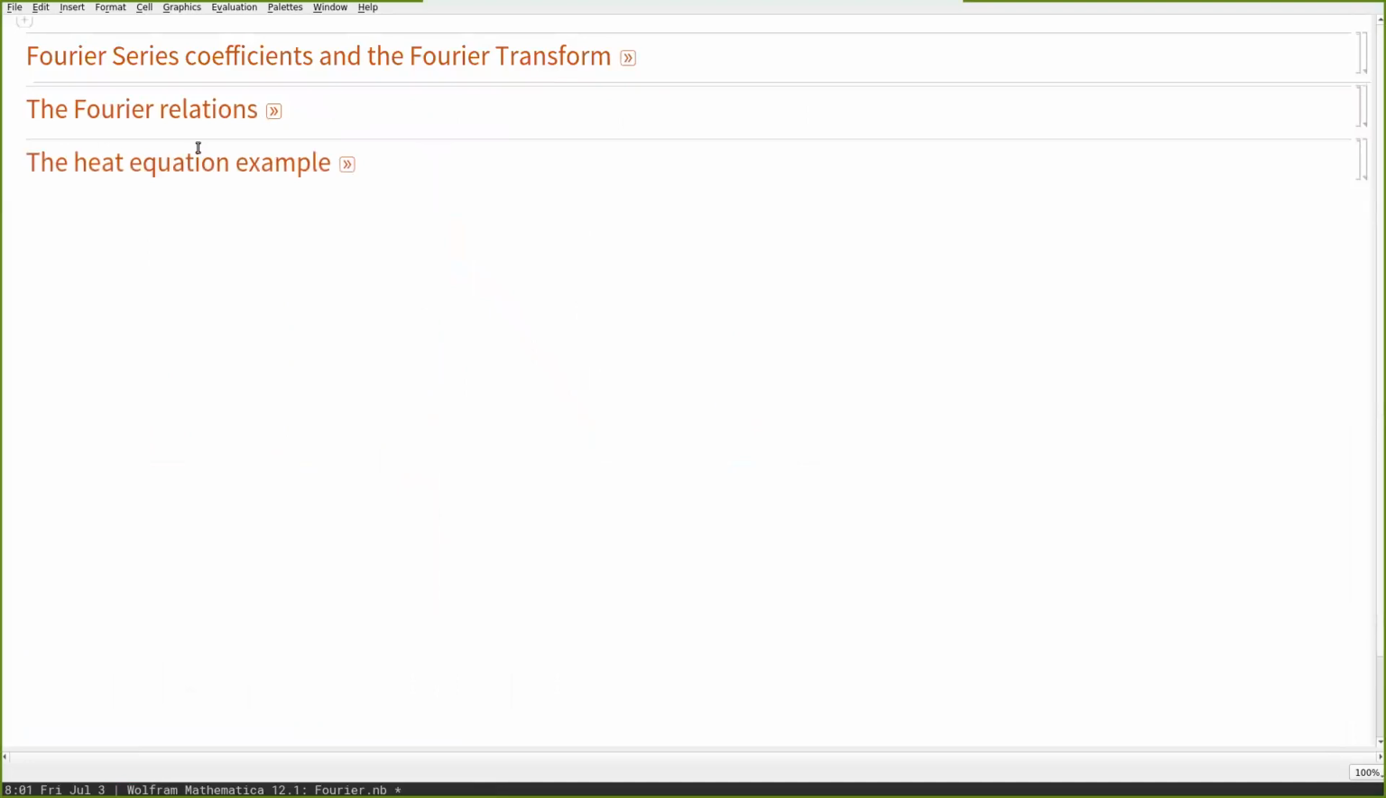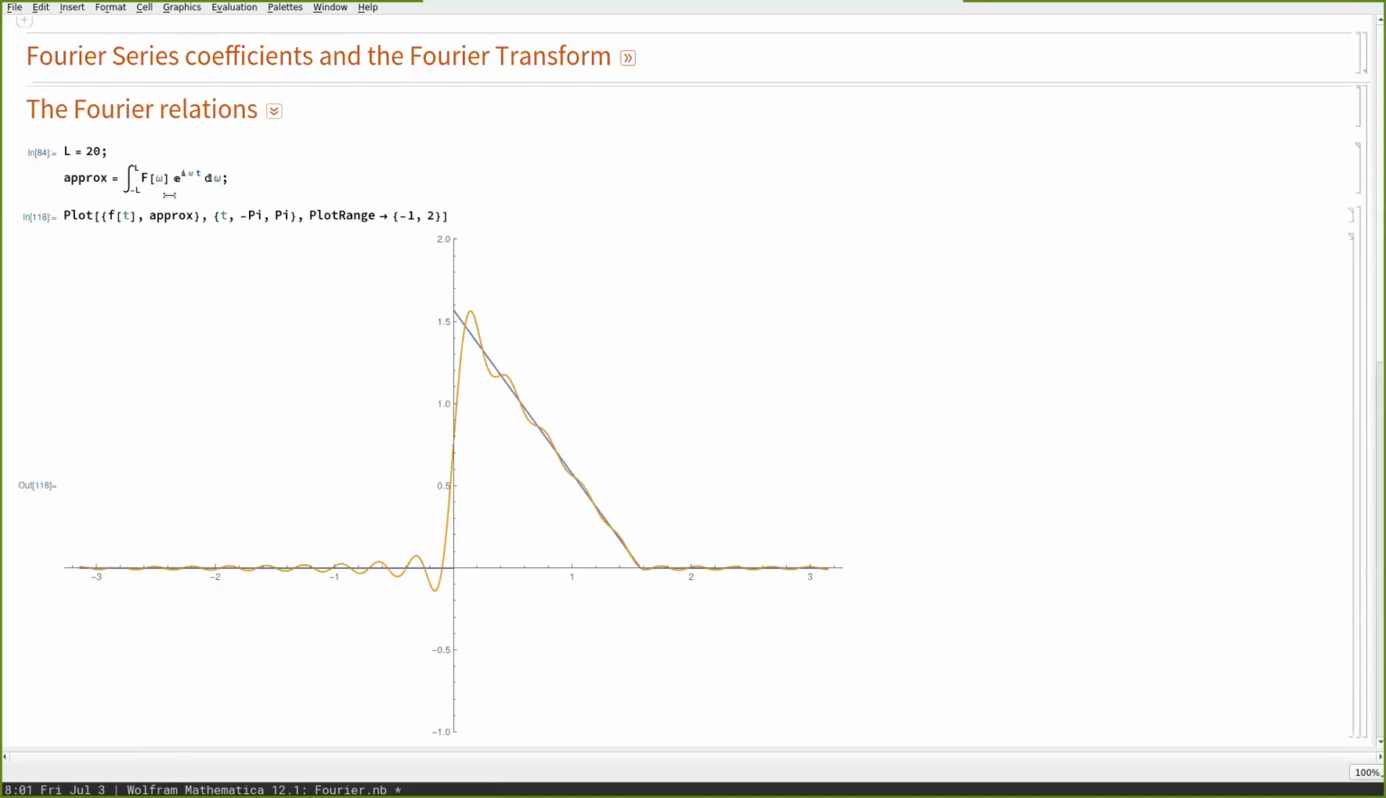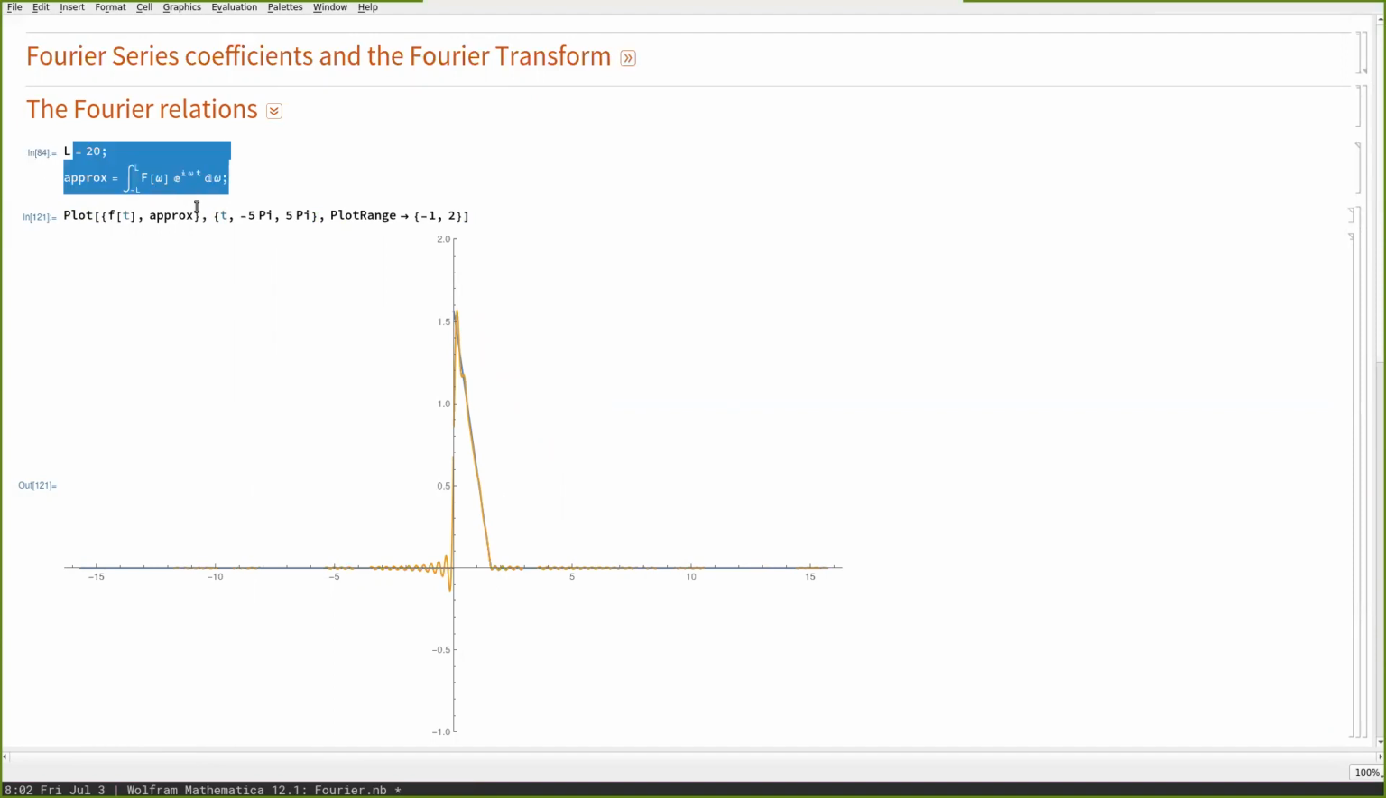If I go now to the approximation from the Fourier transform, and I plot that graph on the interval from negative 5 pi to 5 pi, I should not see the same thing. My approximation is still good over the entire real line. So I don't have the same sort of periodic feature I see in the Fourier series. So the Fourier transform is a little bit better there. This is a visual representation that if I apply the Fourier relation, I get back my original function.